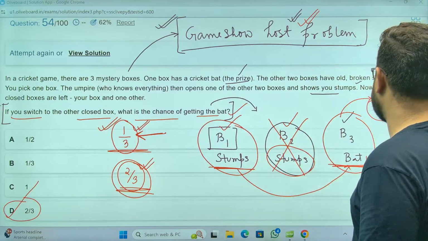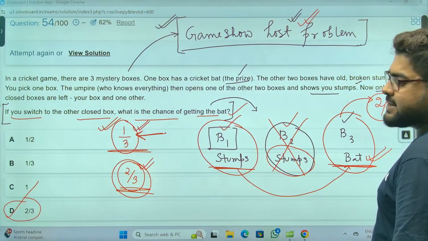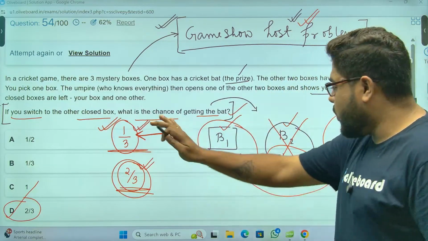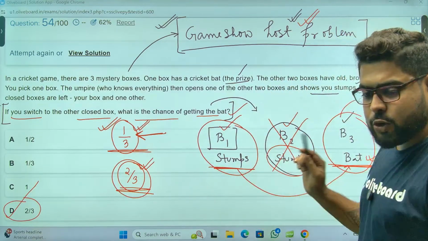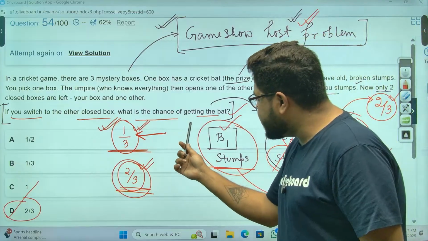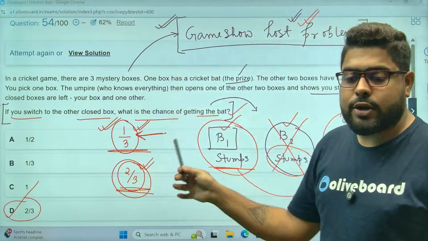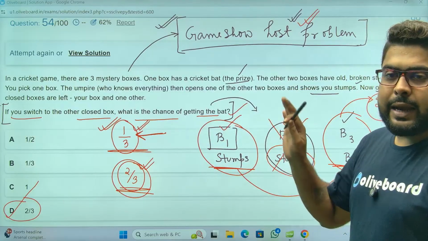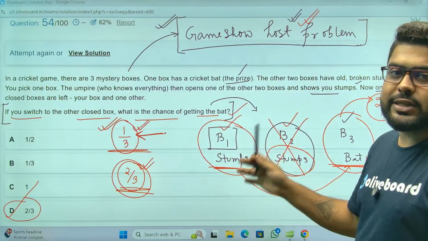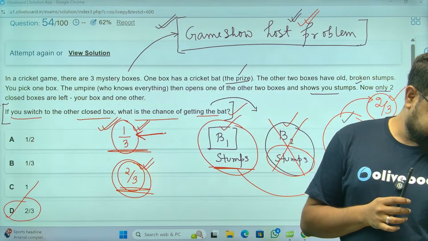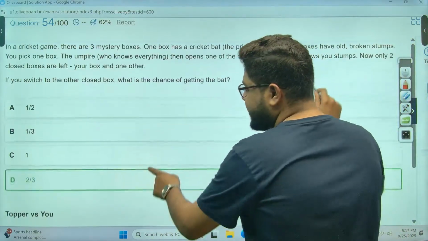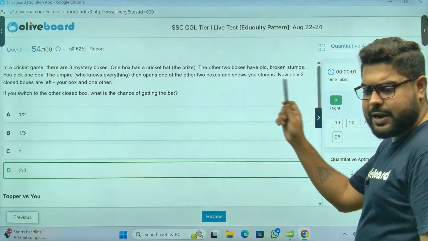I hope everybody understood this. So it's not about boxes. Once the second box is opened, it's all about choosing the bat and not choosing the bat. Think like this. Don't think about boxes. It is choosing the bat and not choosing the bat. Perfect, sir. Moving on. So 2 by 3, option D is the correct answer. Brilliant question, this one.